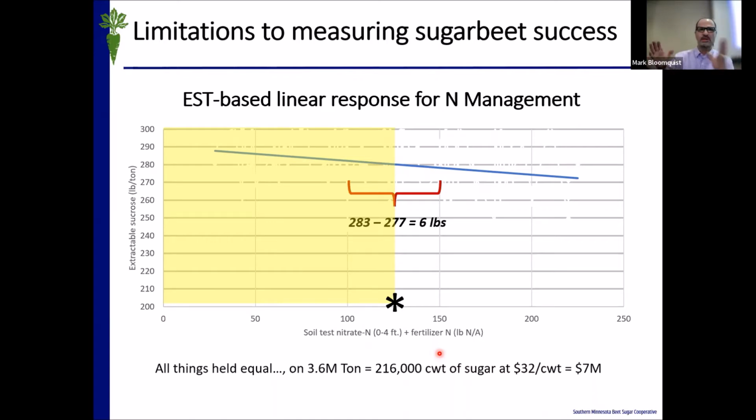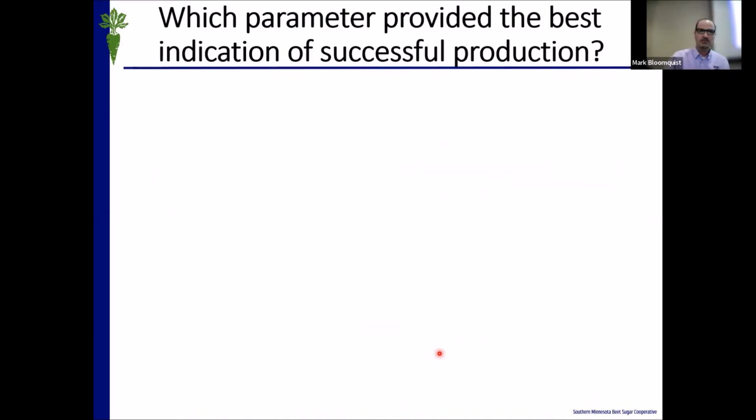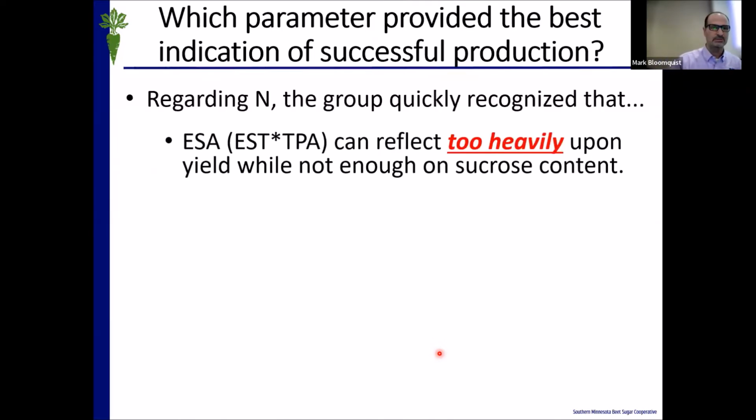Certainly, those people that want to use extractable sucrose per acre cannot deny that extractable sucrose per ton, we can't ignore the left side of that particular graph either. So let me ask you, if you were making nitrogen recs for southern Minnesota beet sugar, which parameter do you think provided the best indication of successful sugar beet production?